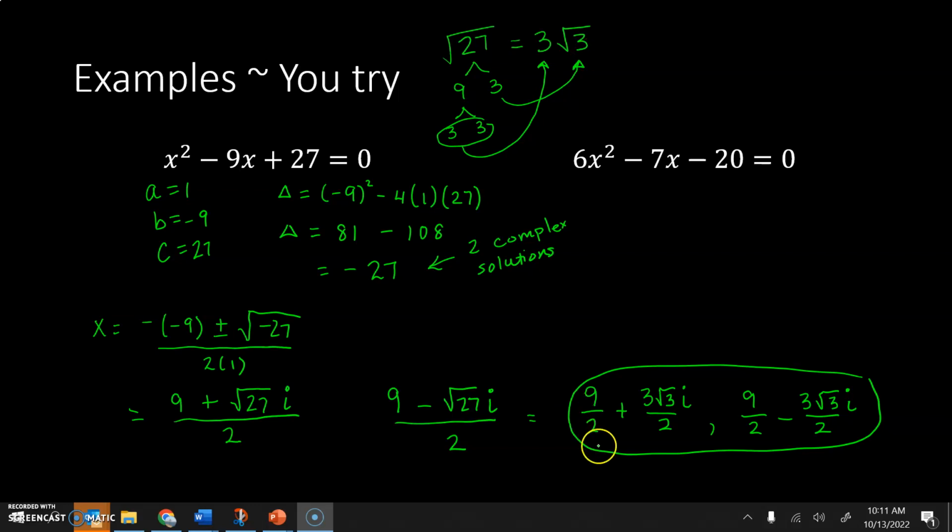Then I split my answers into two different parts: 9 over 2 plus 3 root 3 over 2 i, and 9 over 2 minus 3 root 3 i over 2. So that is the first one, and I will go over the second one next.